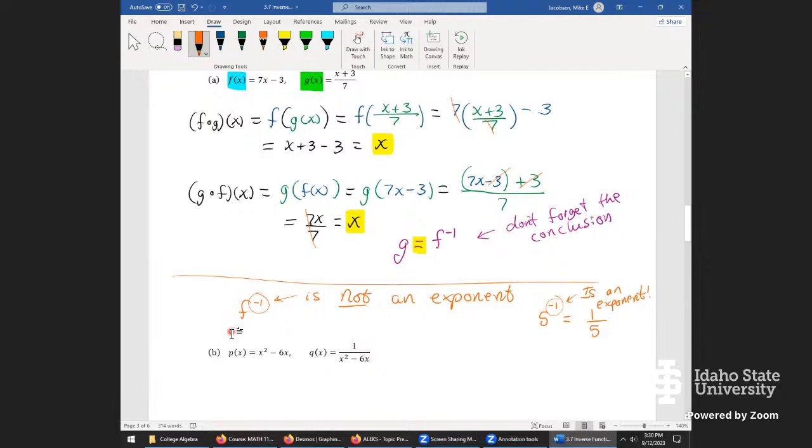So that's a takeaway on part B. Now let's test this out. If it is an inverse function, both of these have to be satisfied. Sorry, go ahead.